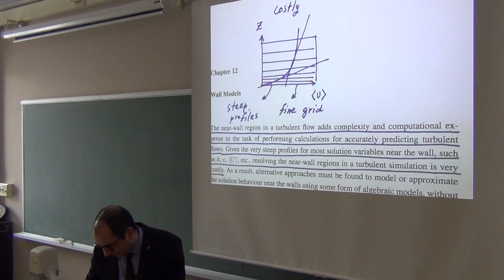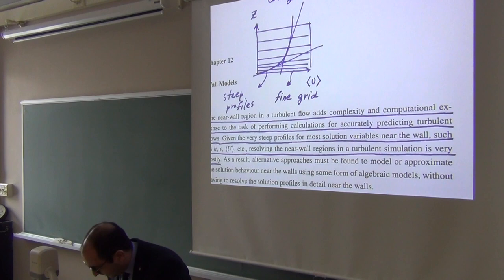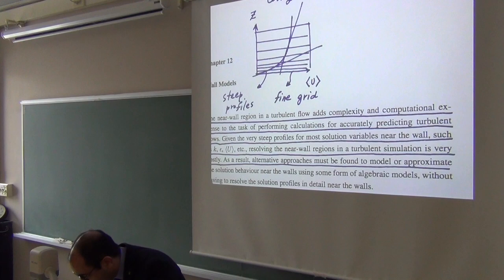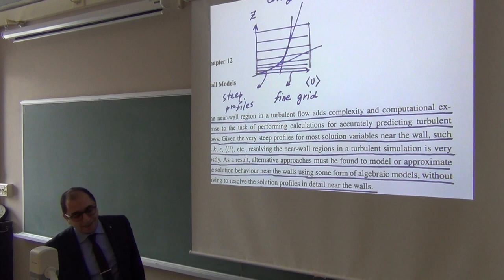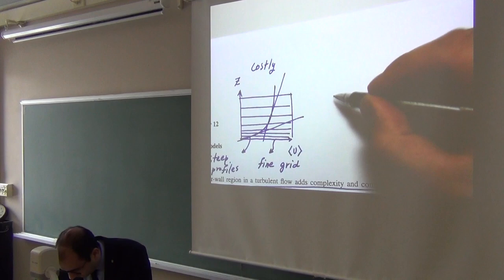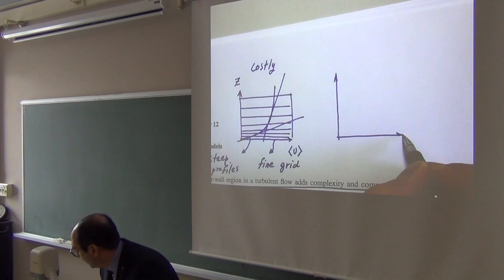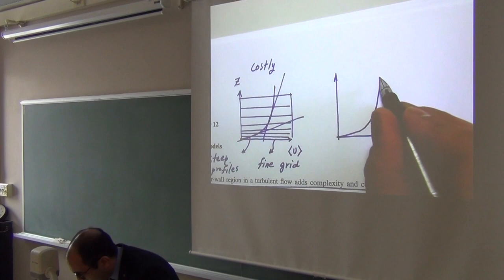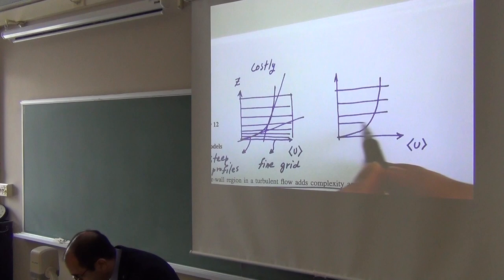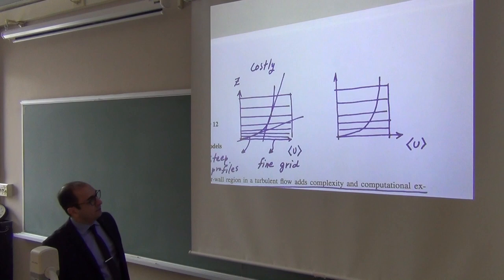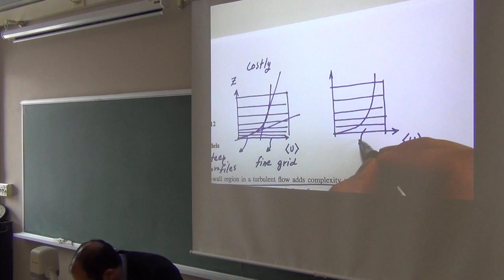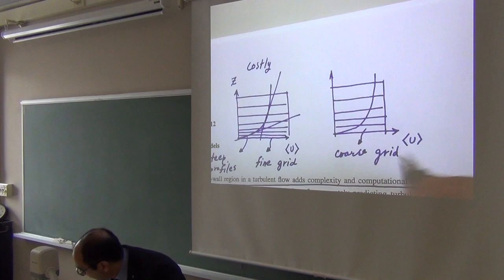So to circumvent this problem, alternative approaches must be found to model or approximate the solution behavior near the walls using some form of algebraic models without actually having to resolve the solution profiles in detail near the wall, which means for the same wall, if I develop a nice wall model, I can get away with this, which means the flow still exhibits a very sharp gradient, but this time I don't need a very fine mesh. So you see, mesh is a little coarser near the wall, but as a result, coarse grid, I need to employ some sort of a wall model to be able to get away from this.